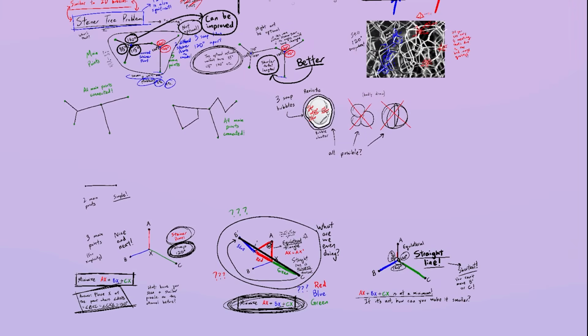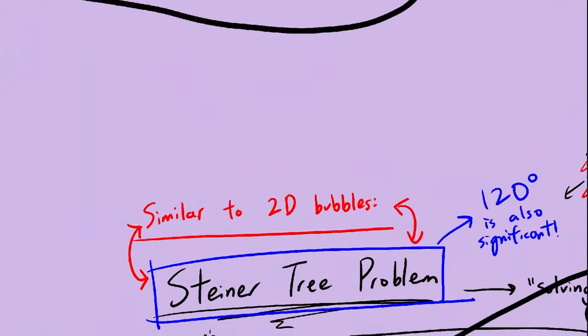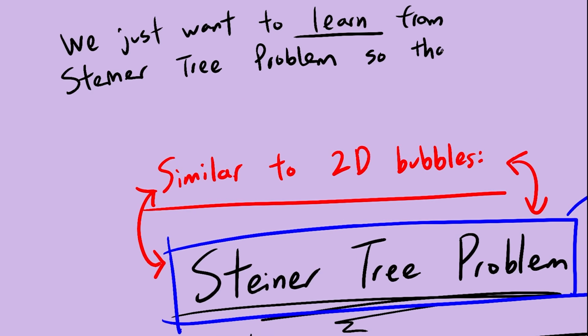With that, our proof is pretty much complete. There are probably a couple holes in the reasoning somewhere, some edge cases we haven't considered, but all the main ideas of the proof are here, and that's what matters for our purposes. So now that we somewhat understand the Steiner tree problem, we can go back to the 2D bubble optimization problem and use what we learned.